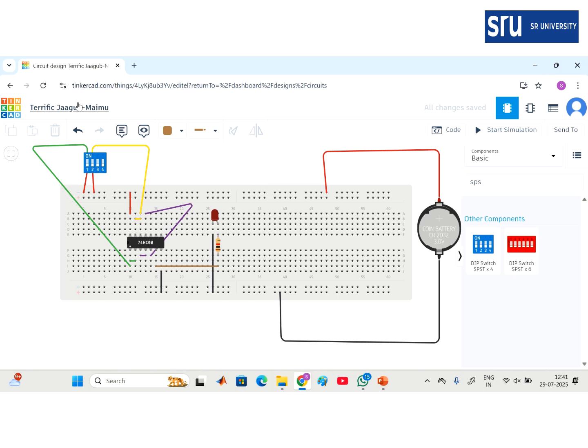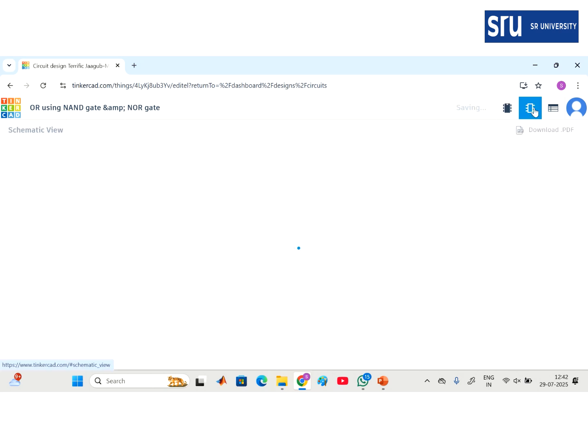Okay, so let us start a simulation. Here I am changing the name. This is how I have changed the name, OR gate using NAND gate as well as NOR gate, right? So let us start the simulation. This simulation I have started. For 0 0, what should be our output? That is 0. For 0 1, the LED should be on. It is obviously on. For 1 0, it should be on. It is on. For 1 1, it should be on. Hence it is proved.